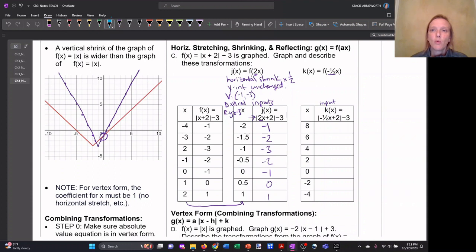In this example, again, we're multiplying the input by a multiplication factor before doing the transformation. But this time it's negative and it's a fraction. So this is going to be some sort of horizontal stretch, and it's going to be a reflection across the y-axis because of that negative sign. So let's plot some points and find out what that means.